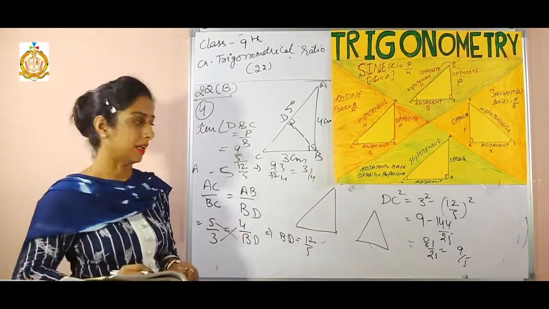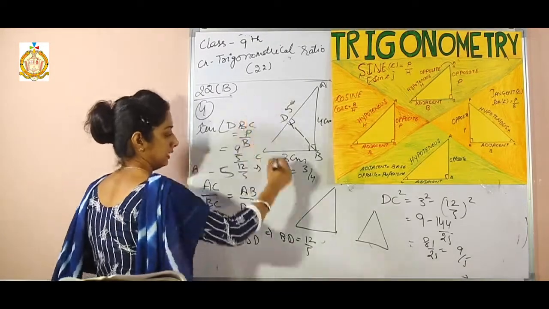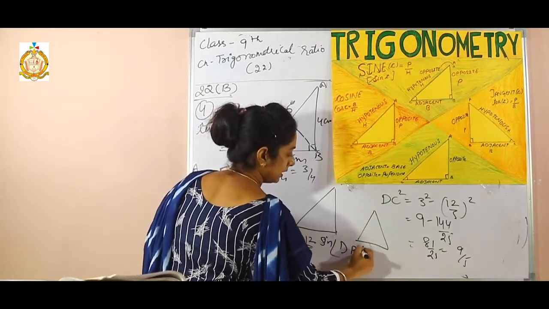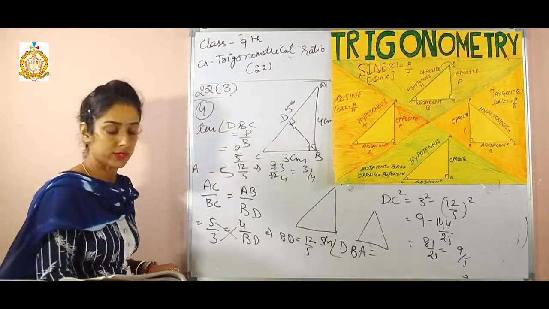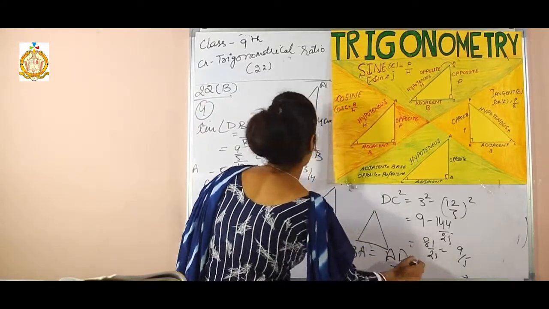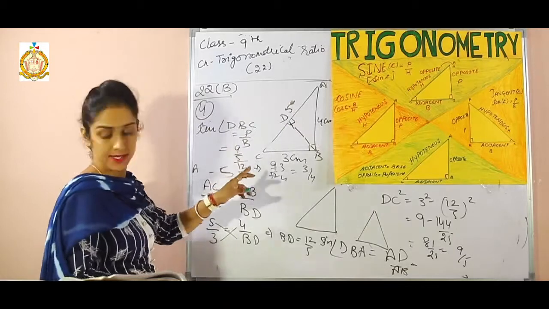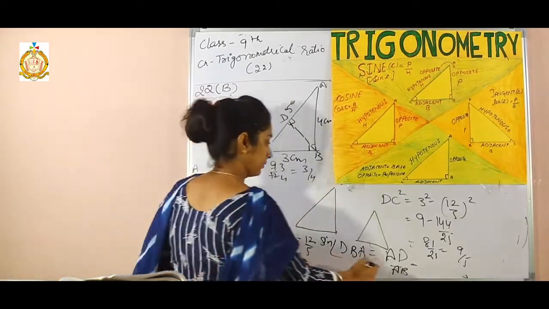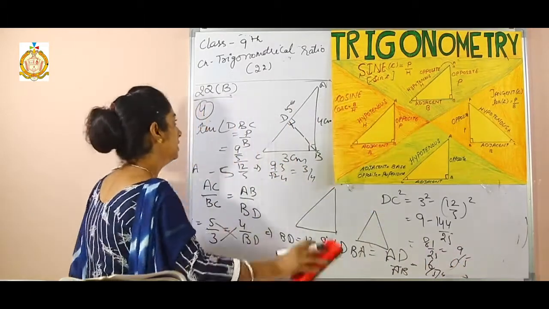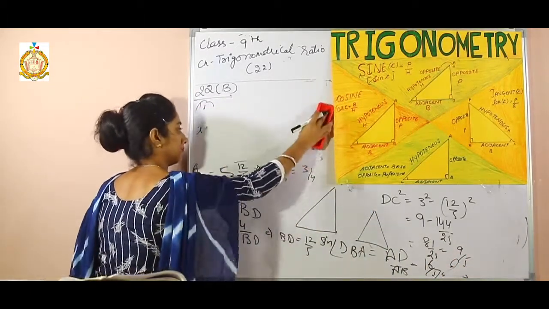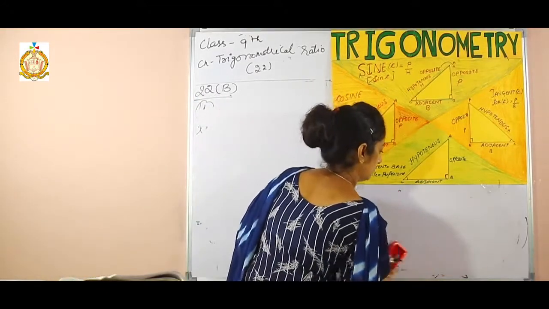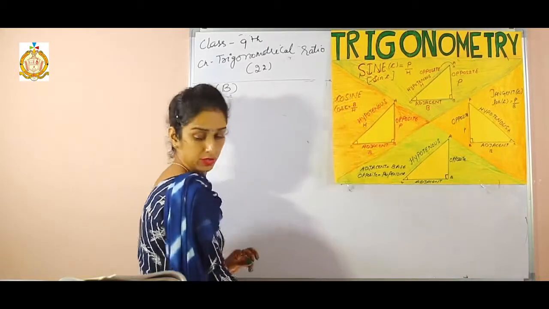Now DBA, now sin DBA, which is equal to AD over AB. Now what is the AD? AD is 16 over 5, over 4. After solving it, you get the answer. Now come to the next question.